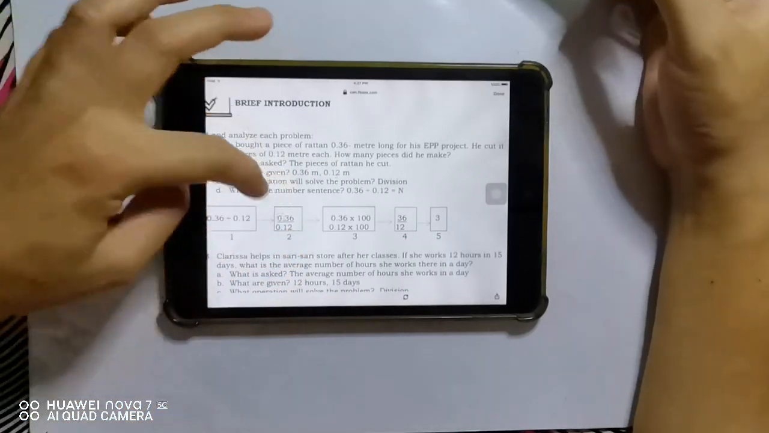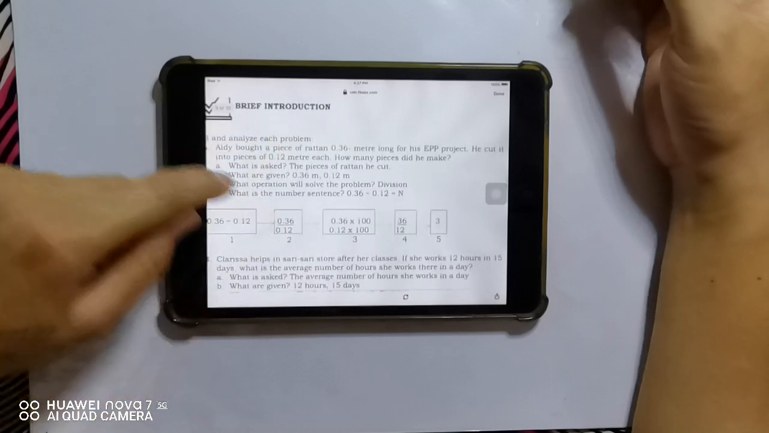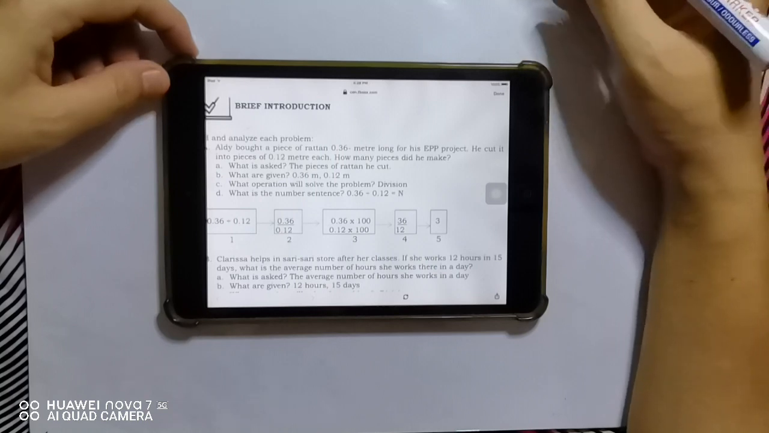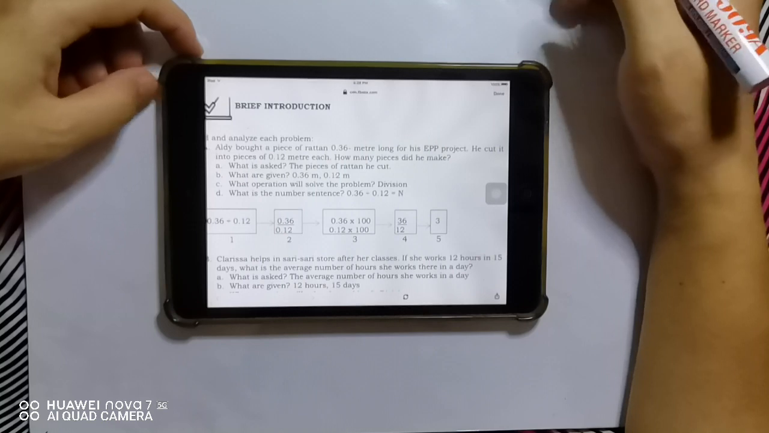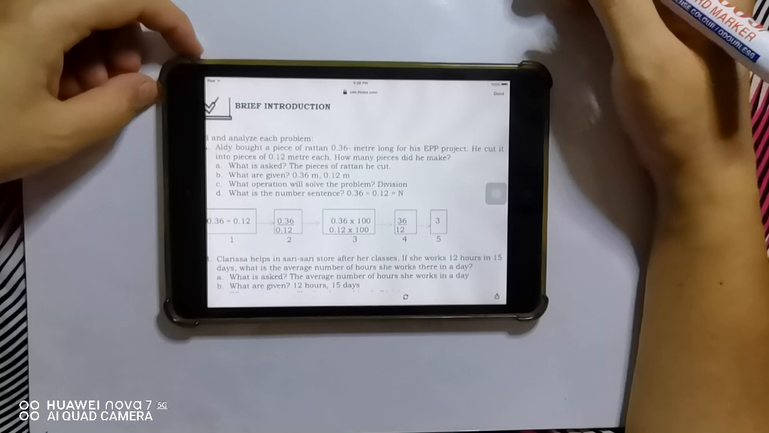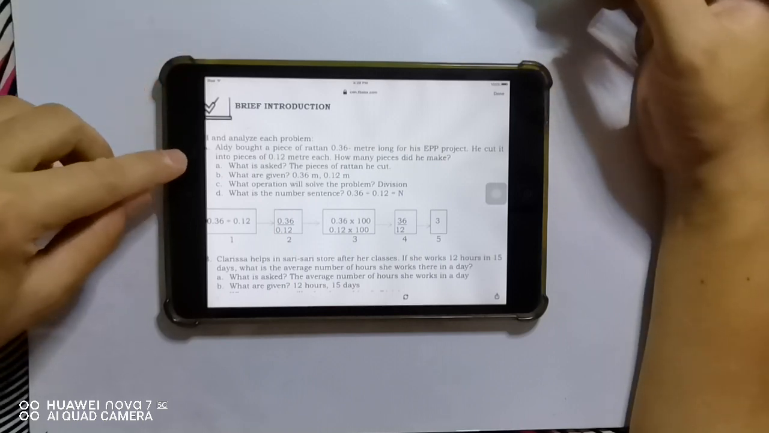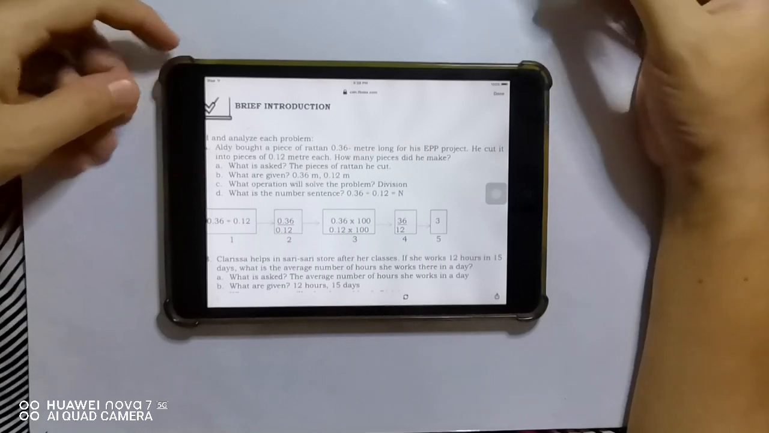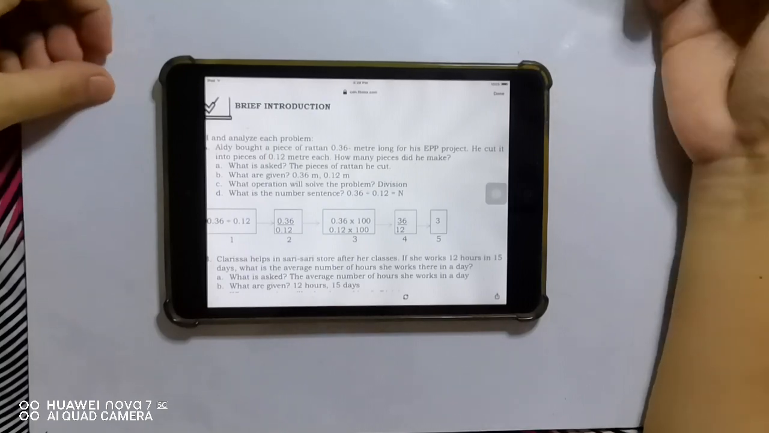So, this is one brief introduction. So, the problem is, Aldi bought a piece of rattan, 0.3600 meter long for his EPP project. He cut it into pieces of 0.1200 meter each. How many pieces did he make? Okay, so you can see, nandito yung mga questions, yung A, B, C, D. So these are the questions that you need to answer so that you would know how to solve problems.